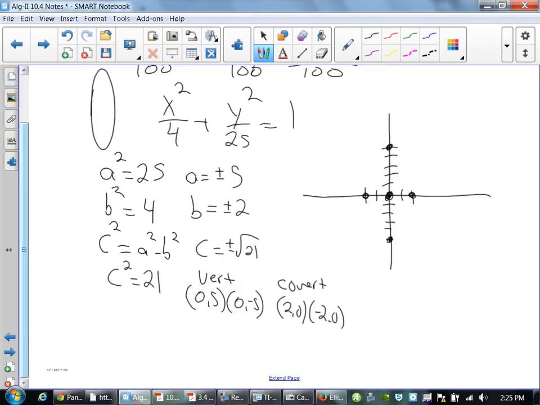And then the C value. I have to figure out approximately where I'm going to put the square root of 21. Is it closer to 4 or is it closer to 5? It's closer to 5. Think about it. If your square root of 21 is between 16 and 25, it's 4 away from the 25, but 5 away from the 16. Therefore, it means it's closer to the positive.